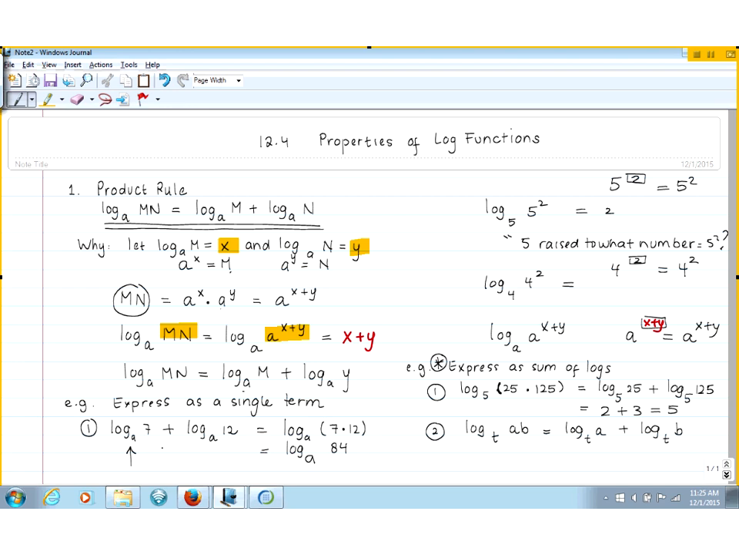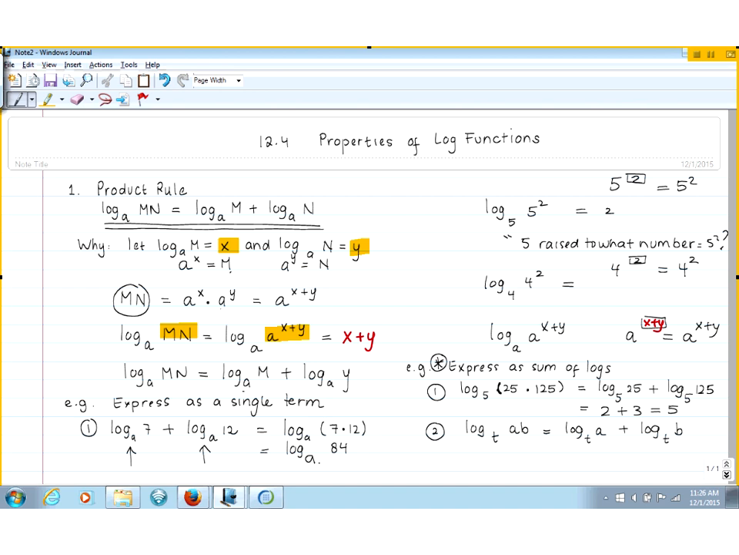Yes. So you only have one log. Here you have two different logs. You have this log and this log. So here it says express a single term. You have two log terms. You want to change it to only one. Here it says express the sum of logs. You have product, so it's the sum. Okay. So for example, product rule. So let's do quotient rule.